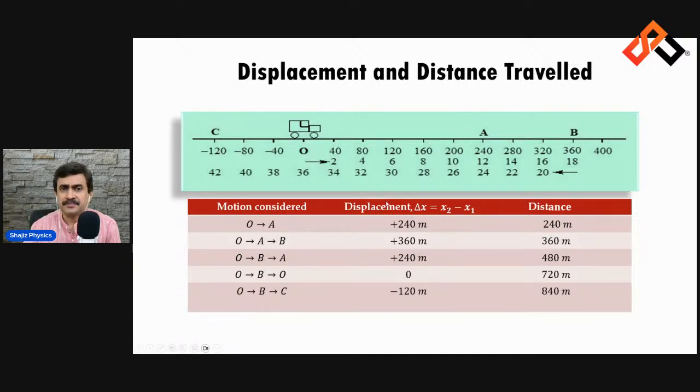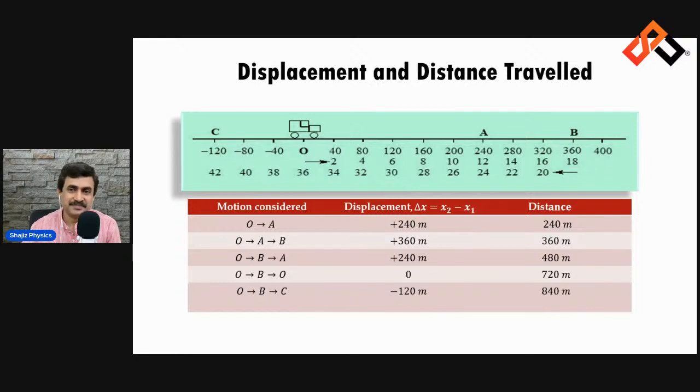Okay. Now, the second thing, you observe the data given here. Displacement can be positive, negative, or 0. But distance traveled will always be positive for a moving object. It will be 0 for an object at rest because it is not traveling. But whenever it starts traveling, definitely the distance traveled will be positive alone. It can never be 0, never be negative. So that is another difference.